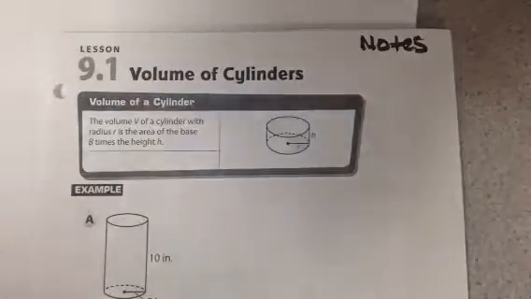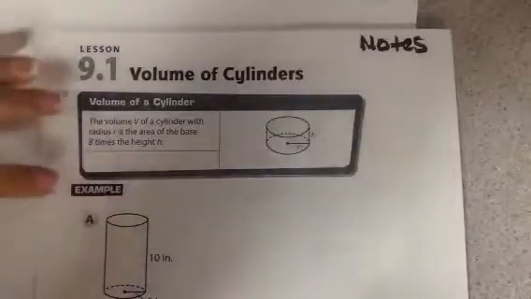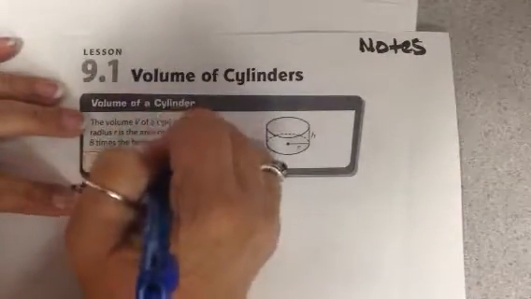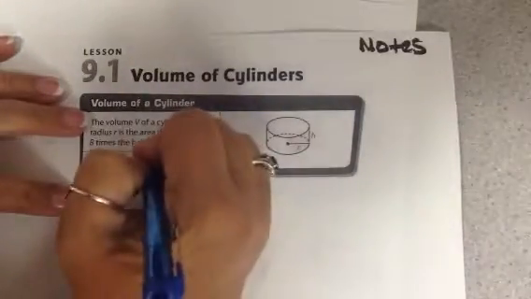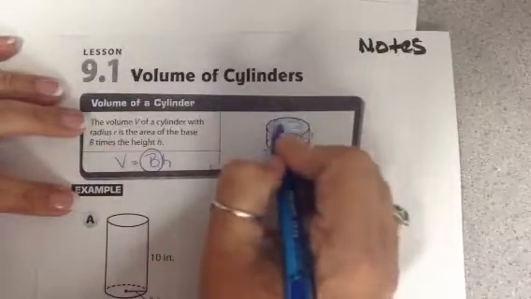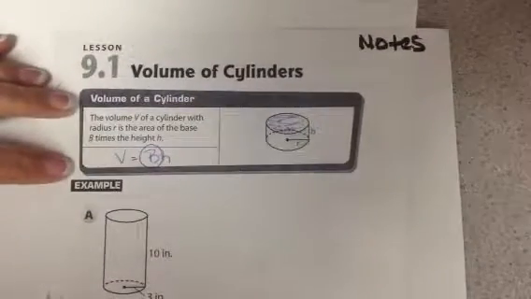Okay, so today we're going to look at volume of cylinders. And my formula for that is V equals big B H. And if you did the foldable first, which you should have, you know that we are going to circle our big B because a cylinder has a base that is a circle. And big B stands for area of the base.